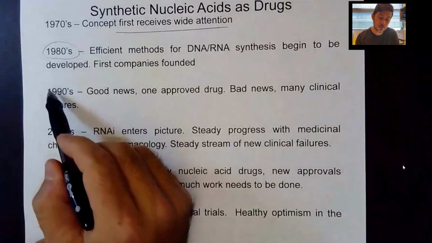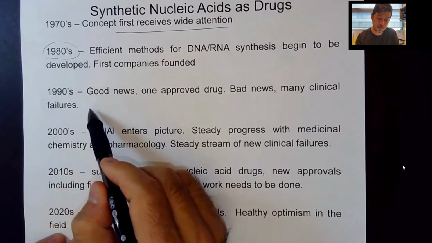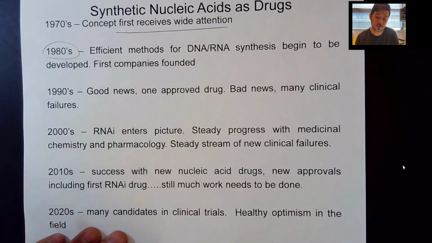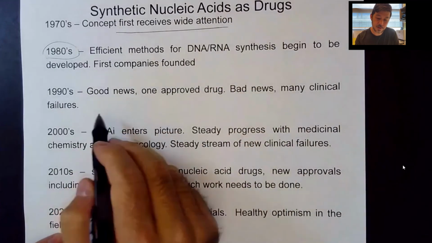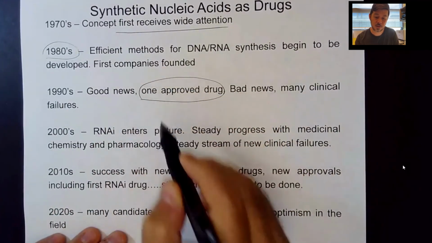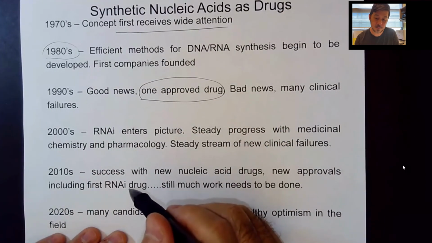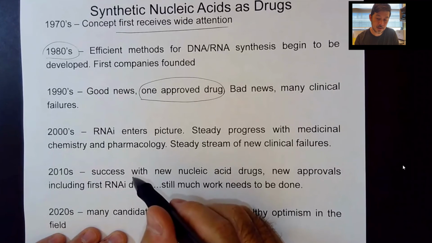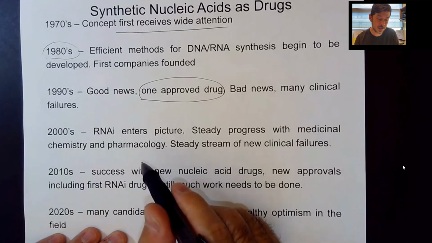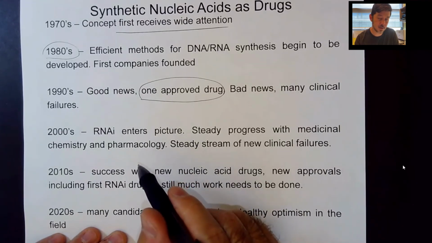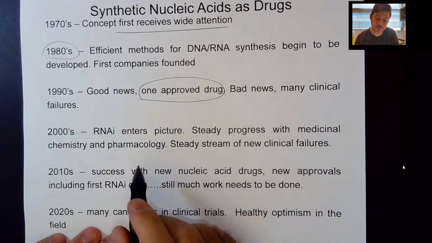Now, fast forward to around the late 90s, there was a little bit of good news, but not much. A lot of companies were founded, but only one approved drug made it in the 90s. The bad news is that many clinical oligonucleotides failed. So lots of money and a lot of confidence was lost in the industry to develop oligonucleotides as therapeutics.